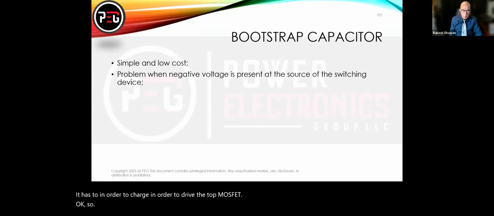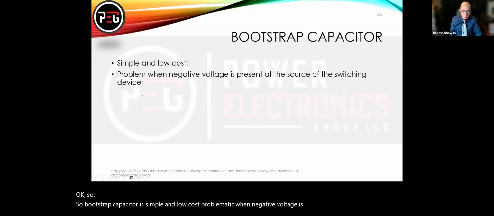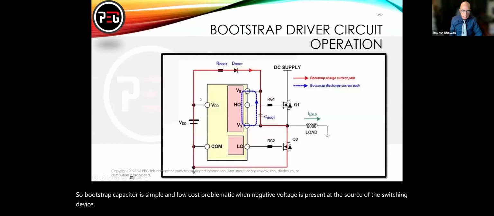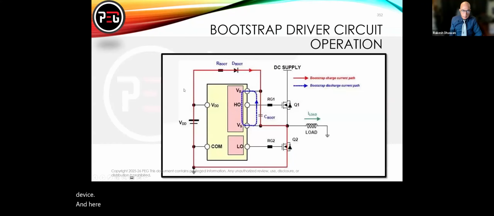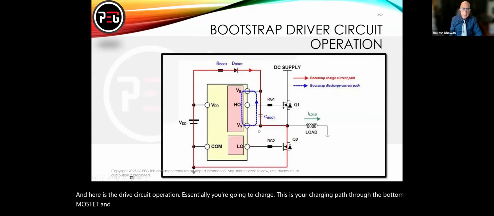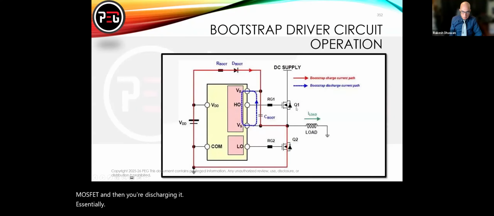The bootstrap capacitor is simple and low cost, but problematic when negative voltage is present at the source of the switching device. And here is the drive circuit operation. Essentially, this is your charging path through the bottom MOSFET, and then you're discharging it when you turn this Q on.